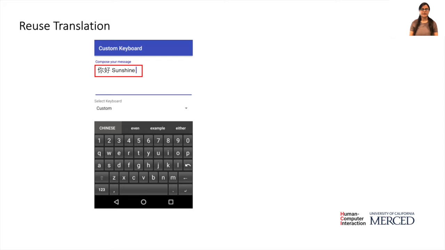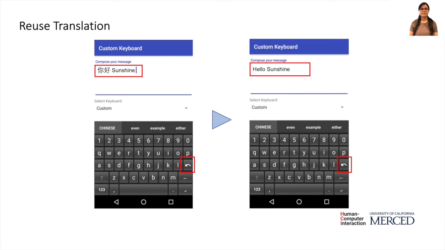Finally, the method includes a reuse feature that enables users to reuse a previously translated text in a text entry episode, for example, in a chat session. For this, users tap on the return key repeatedly to cycle through all past translations. For example, if a user wants to reuse a previously translated phrase, this is an example, they can enter it by cycling through all past translations in the conversation.